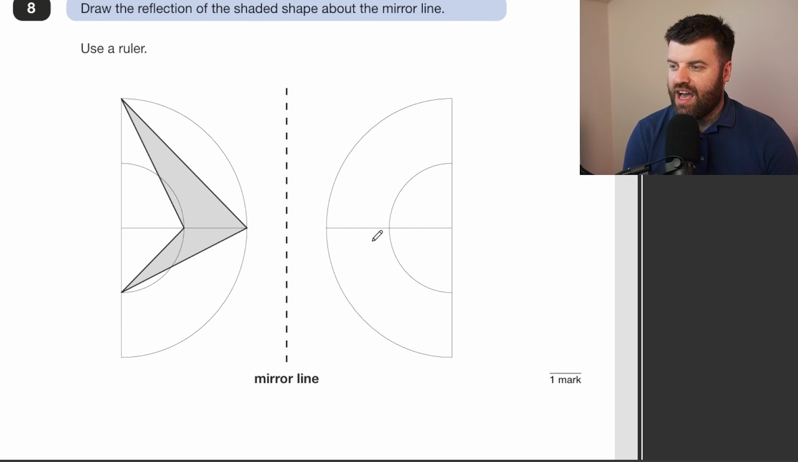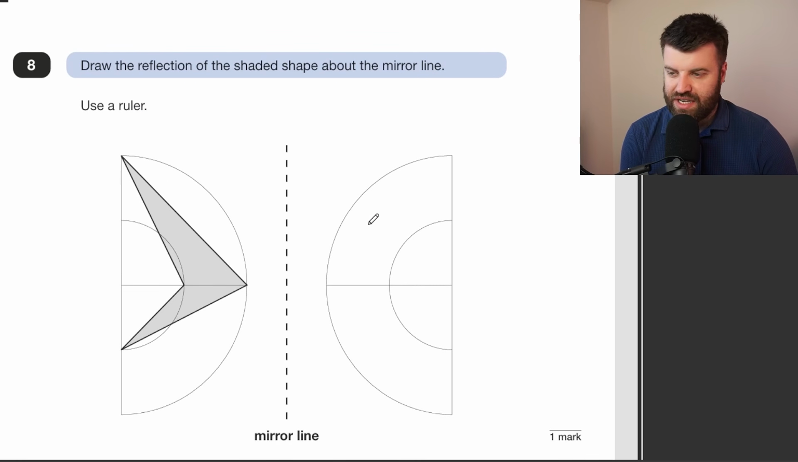Question 8. I thought this was a really interesting question because it's a reflection question, but we're so used to seeing grids when it comes to reflection. This is really doing some problem solving in your mind here to try and map that onto circles. Draw the reflection of the shaded shape about the mirror line. Use a ruler. You'll be using a ruler, but I'm going to show you my technique. The best thing when you're reflecting a shape like this, a polygon, is to get the corners and map them on.